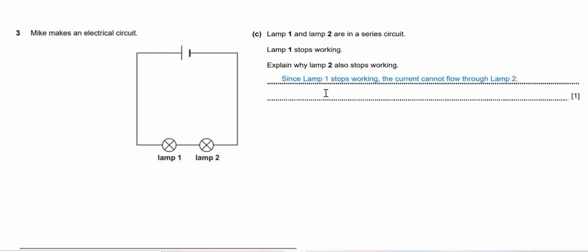Okay, so since lamp 1 stopped working, the current cannot flow through lamp 2 since they are in series. That will be the possible answer. If you have any other option, please feel free to write in the comment section in Susan Narrator channel. Let's move on. Here we go now.